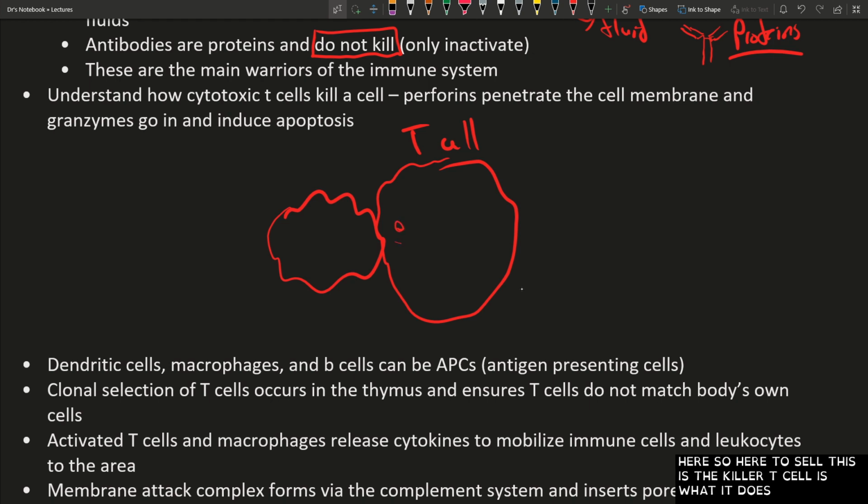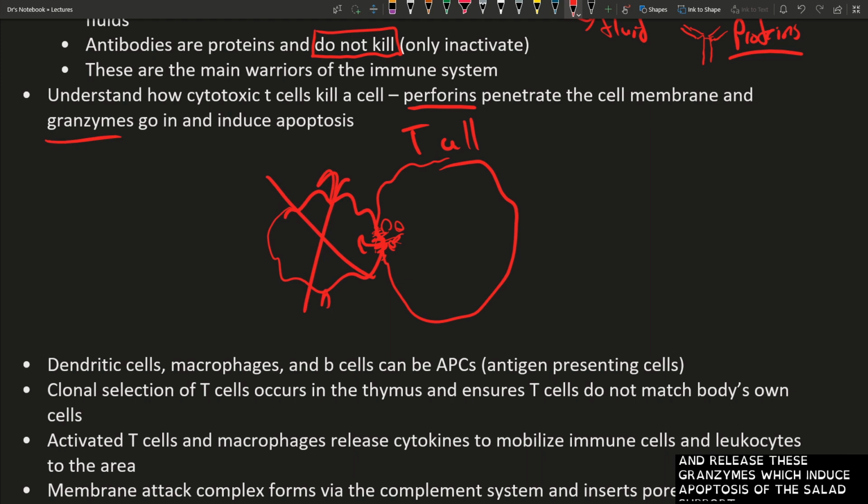So what it does is it releases vesicles here that begin puncturing it and forming pores. Perforins form pores. So these perforins form little holes in the cell membrane. Then other vesicles come out and release these granzymes, which then induce apoptosis of the cell and the death. So perforins form pores, and then granzymes go in and induce apoptosis.